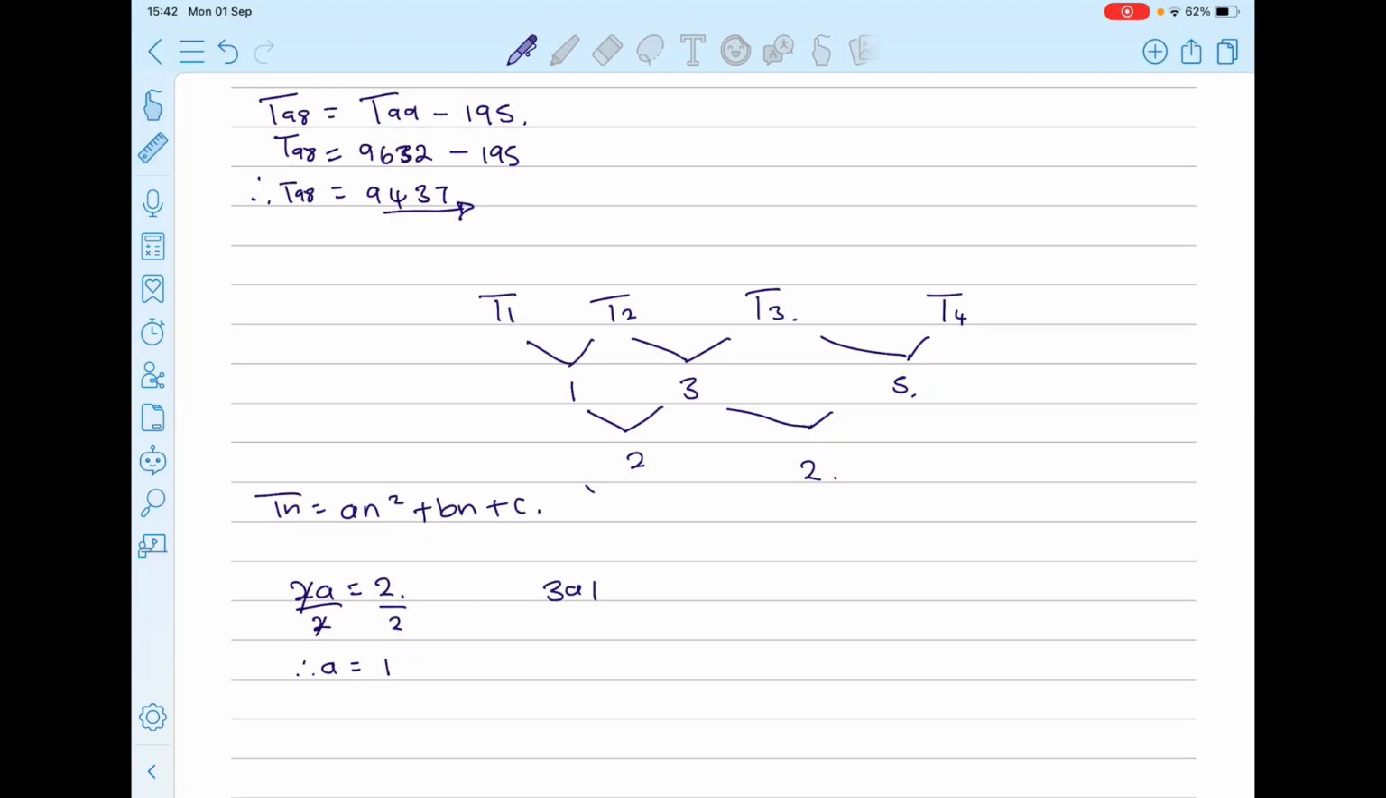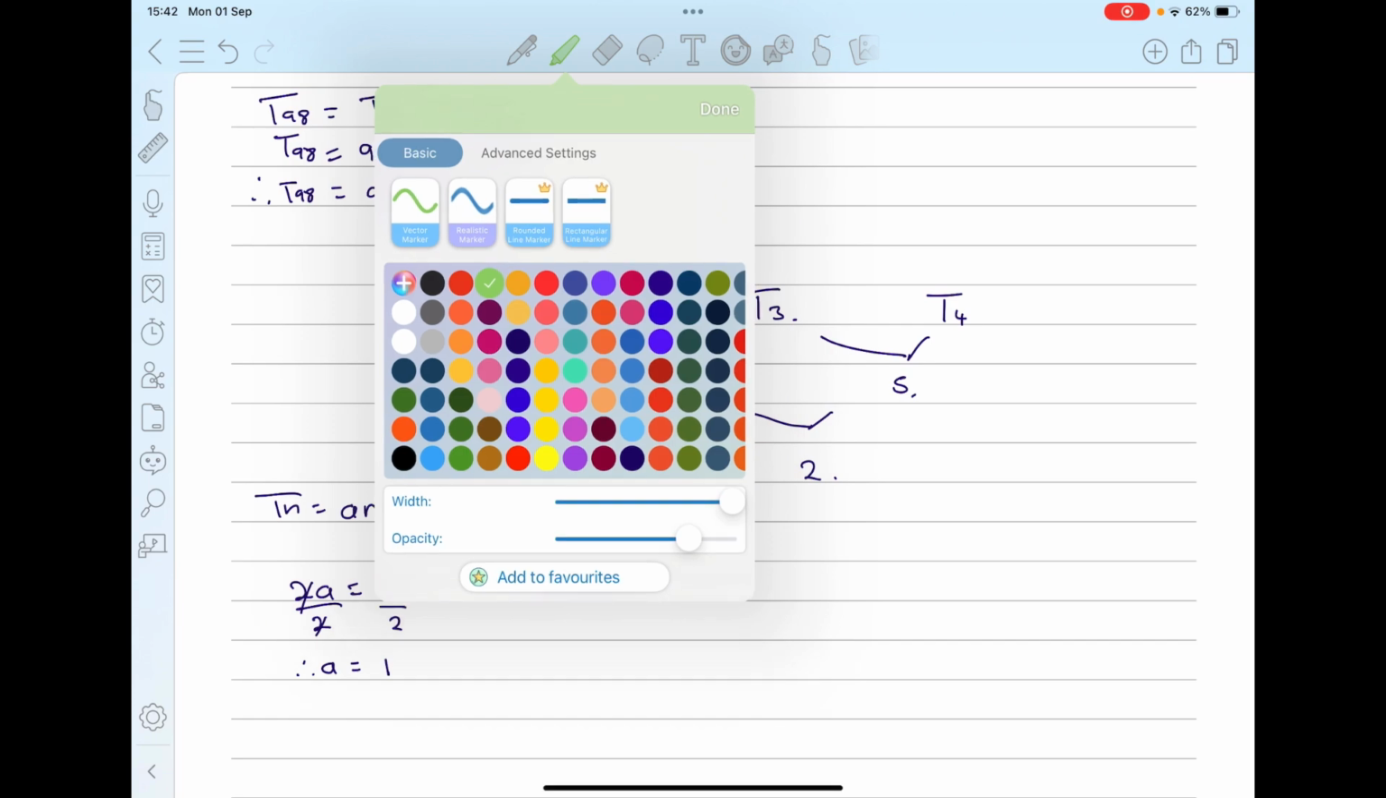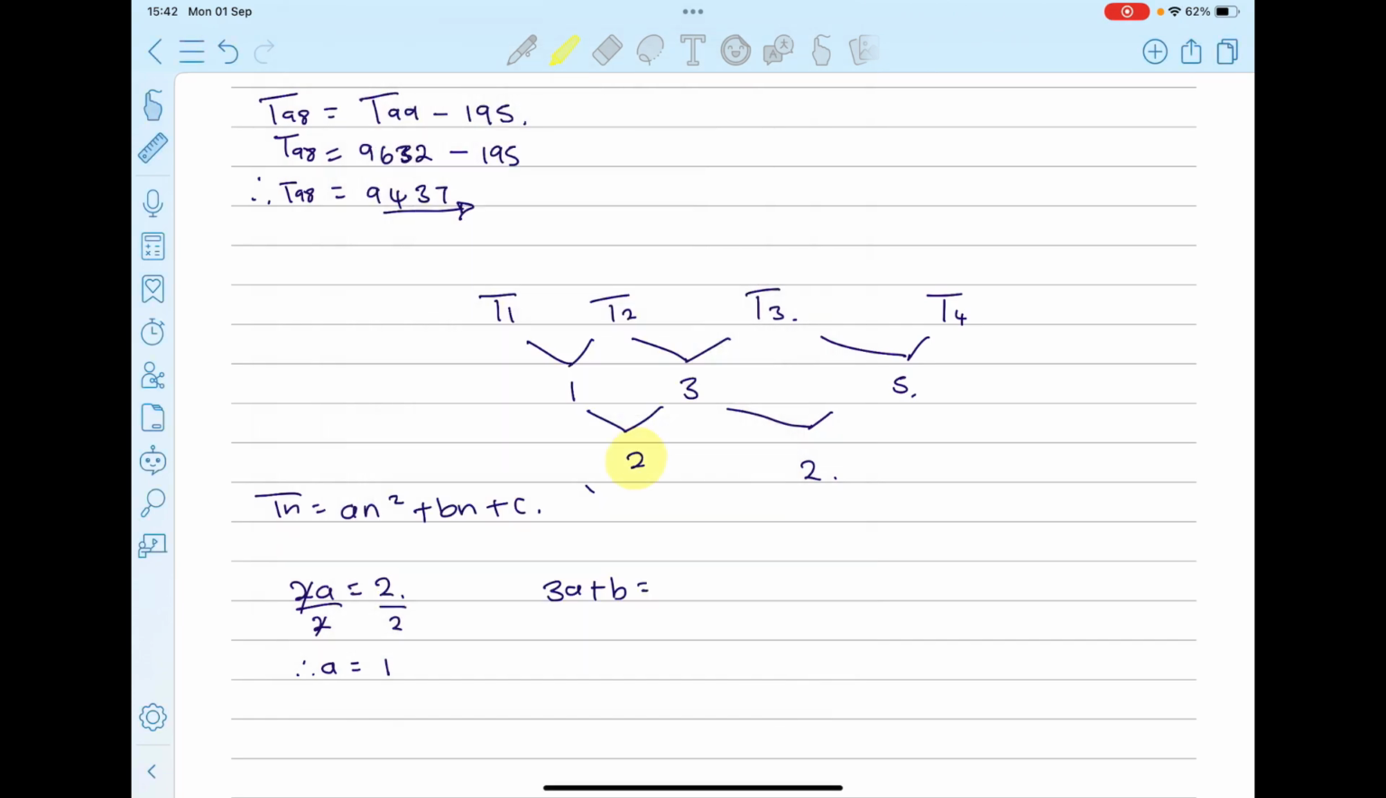For b, it's 3a plus b, that's equal to, let me highlight them. So now we are looking at our first difference, and it will be equal to 1. So 3a plus b, a we now know to be 1. Therefore b is equal to negative 2.